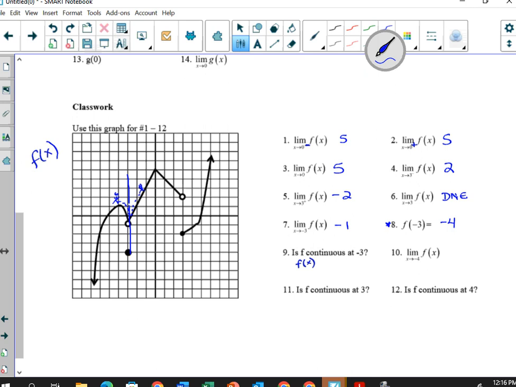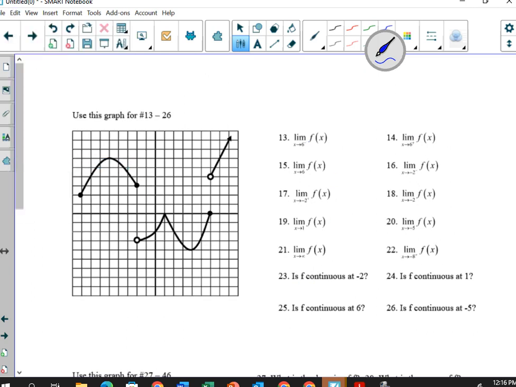What'd you get for 9? No, good. There's a hole there, so that is not continuous. What about 10? 1. Oh, discontinuous. 11. No, and 12. Okay, good. Any questions before we do just one more round of this, and then we'll be done with this, okay? I know, quick notes today.